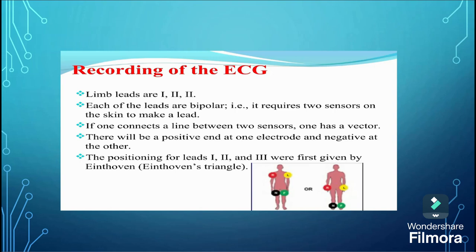Each of the leads is bipolar, that is, they require two sensors on the skin to make a lead. If one connects a line between two sensors, one has a vector. So there will be a positive end at one electrode and a negative at the other. The positioning for leads 1, 2 and 3 was first given by Einthoven, so it is called Einthoven's triangle.